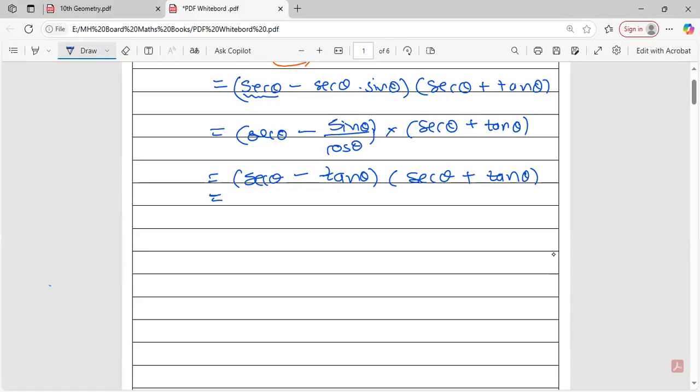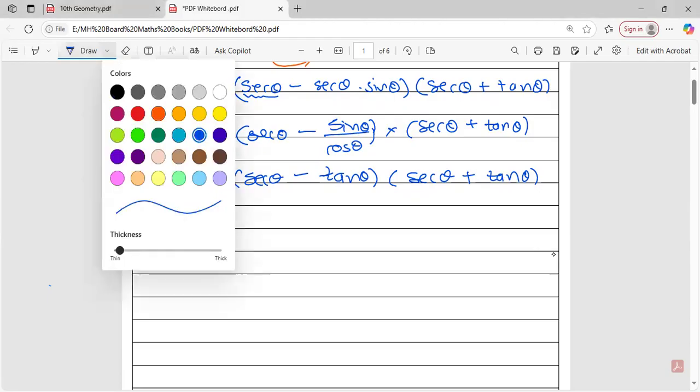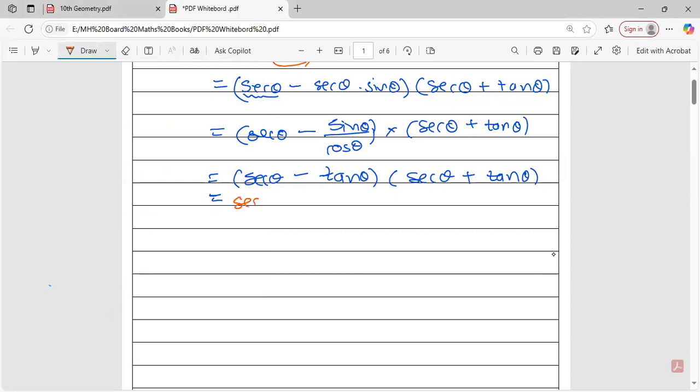Will it get squared, sec and tan? Yes, obviously, as it's squared in the identity. So a square minus b square becomes sec square theta minus tan square theta. Because of that identity, a minus b multiplied by a plus b is equal to a square minus b square. Right, very good.